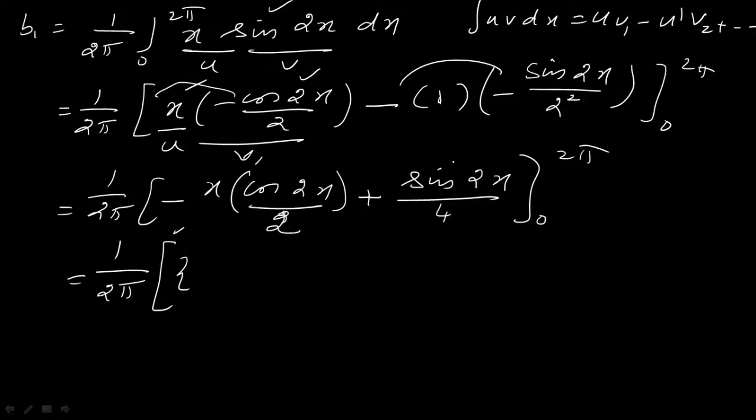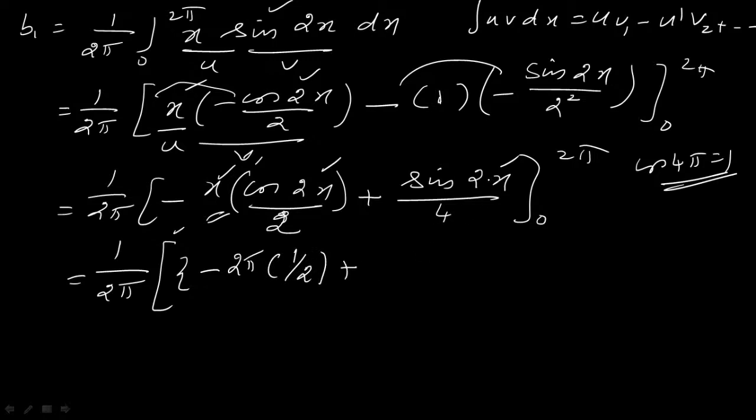Now let me first mark the portions of x. At these three portions we have x, right? So cos minus of, first you replace this x by 2 pi, cos 2 product 2 pi, that is cos 4 pi. Cos 4 pi value is plus 1. So 1 by 2 plus sin 2 of 2 pi. If you replace x by 2 pi, you get sin 4 pi. Sin 4 pi value is 0. So 0 divided by anything, 0.